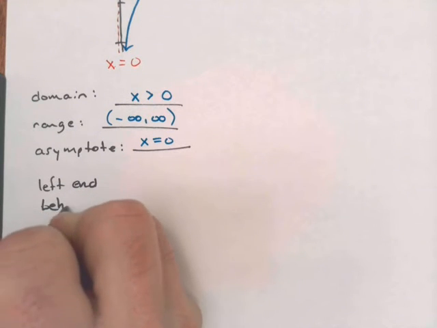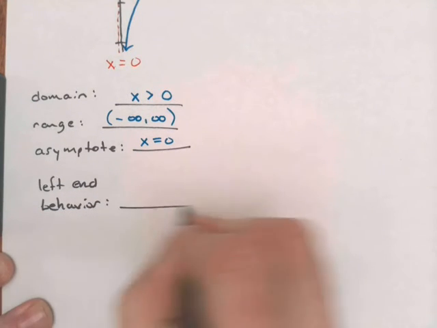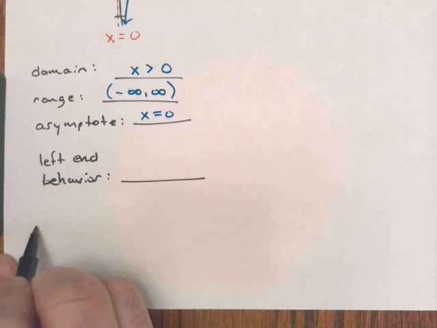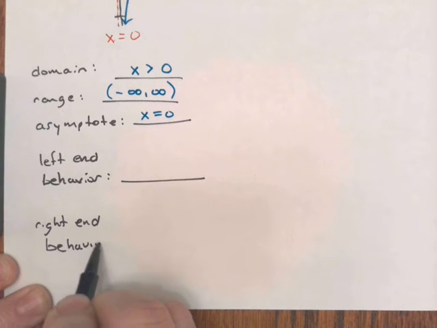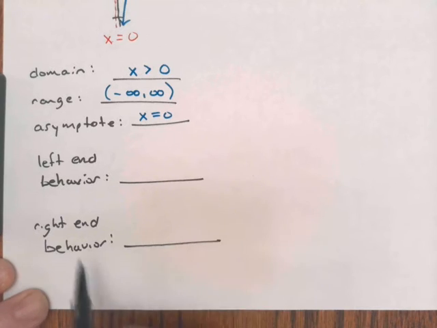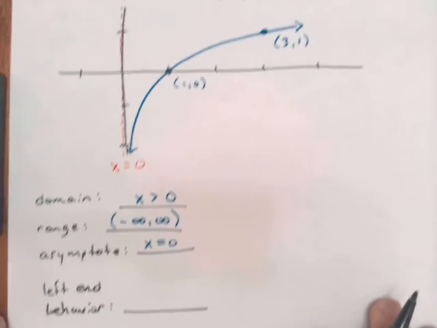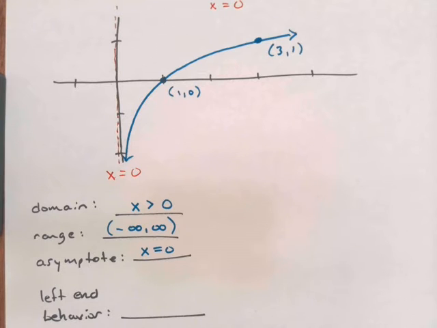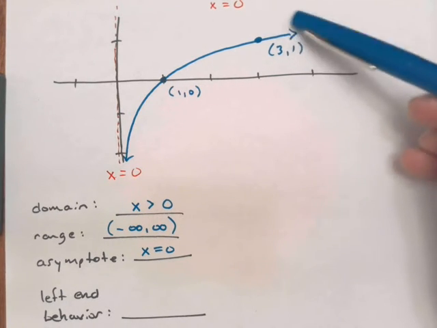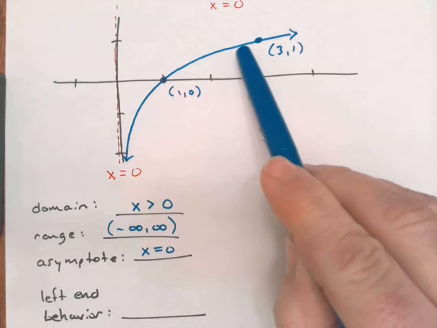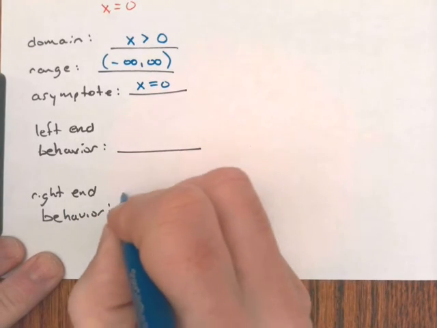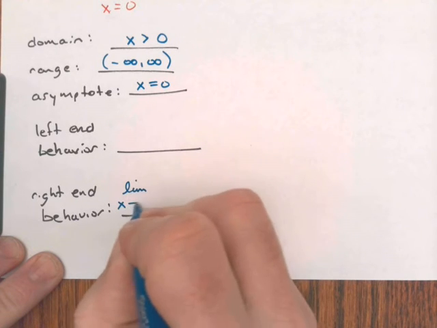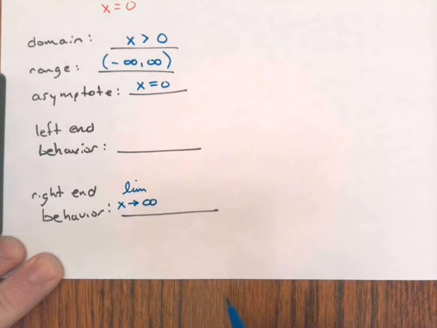We are also supposed to determine the end behavior, and we're going to do that using limits. Let me do the right end first. That one's a little bit easier for these graphs. If you take a look at the right end, if you go over to the right as far as you can, this graph goes all the way out to positive infinity. It keeps going over to the right. So using limit notation for our right end behavior, we would have the limit as x approaches infinity.